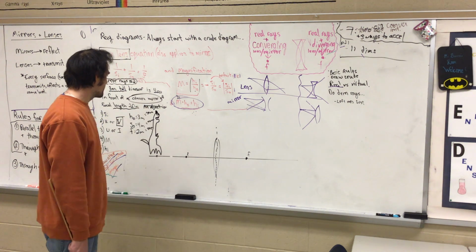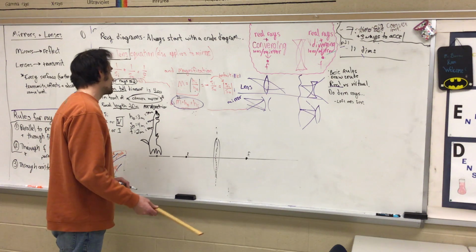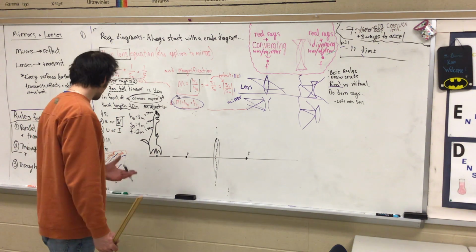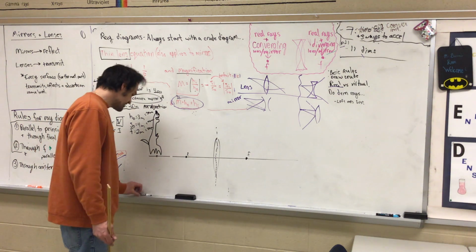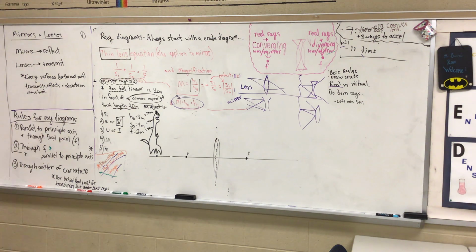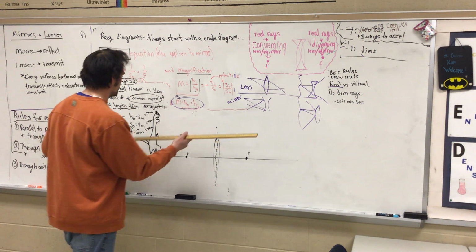All right. This is definitely going through everything we've written, but fortunately this is the last ray tracing video we're going to do, so I don't really care. Rule number 1, parallel to the principal axis and then through the focal point.